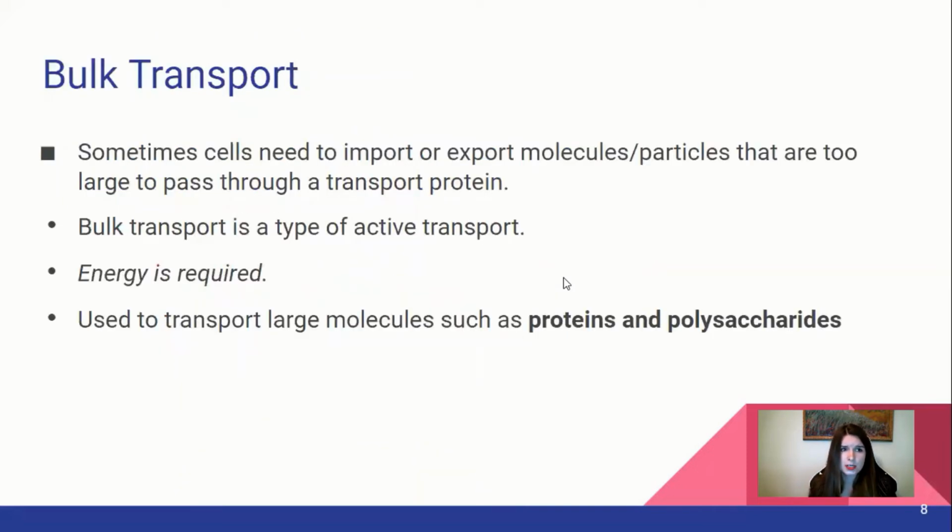Now, bulk transport is going to be our last type of active transport. We'll see 2 types, exocytosis and endocytosis. Bulk transport is used when we need to move really big molecules, or many molecules or particles that are too big to just go through a protein. This is a type of active transport, but we're not going to see how the energy is applied here because we're zoomed out a bit too much to see that. This is usually going to be transporting things like proteins and polysaccharides. Like I said, big stuff.